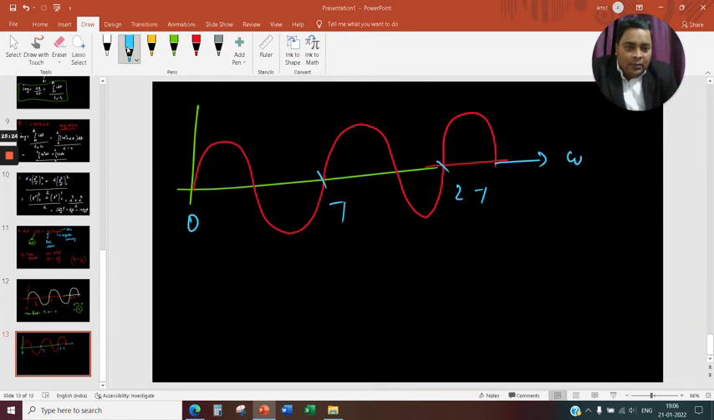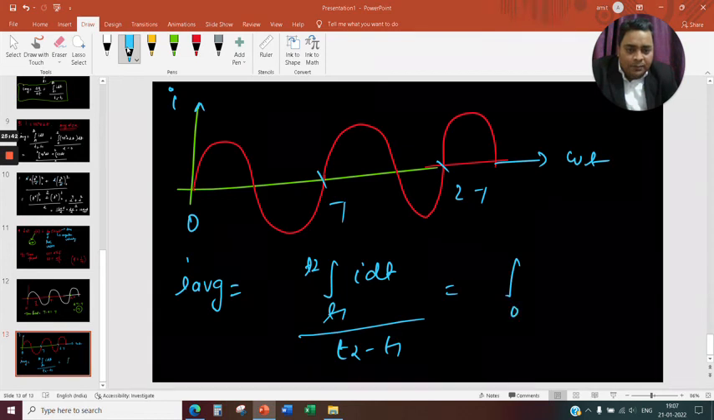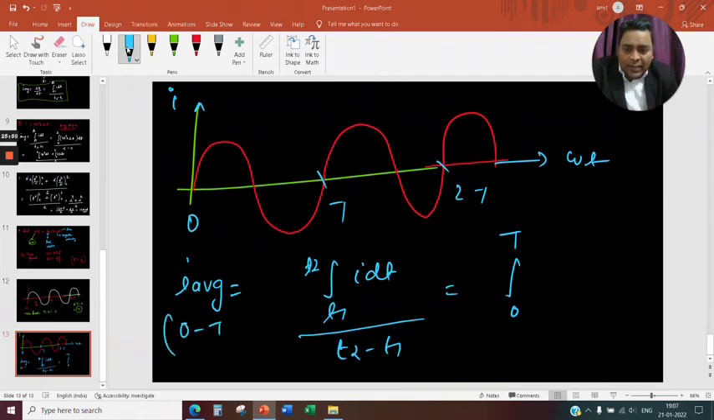Okay, omega t and current I. So how to calculate the average value? We have to use the same formula: integration from t1 to t2 of I dt divided by t2 minus t1. So here what is t1? t1 is 0 and t2 is capital T, because after T interval of time the graph repeats itself, and we are finding I average from 0 to T seconds for the full cycle, or you can say for the complete cycle.